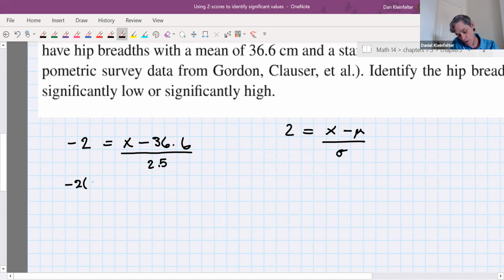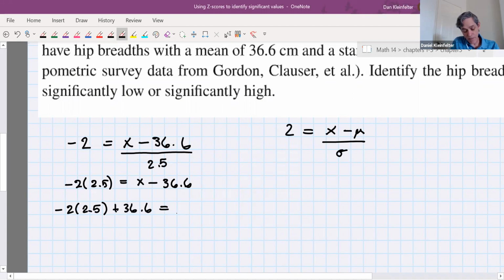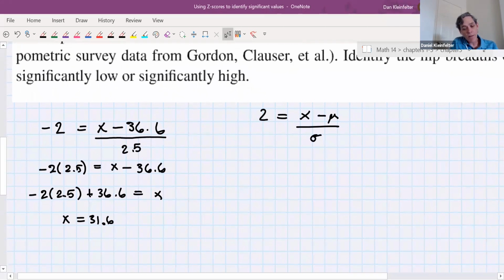So first we'll multiply both sides by our decimal, 2.5. This is where basically your algebra prerequisite is going to come in handy. So now we're going to add 36.6 to both sides. Okay, and then this will give us our x. So x is equal to 31.6. Okay, so that's on the low end. So we're going to basically replicate that now for the higher end.